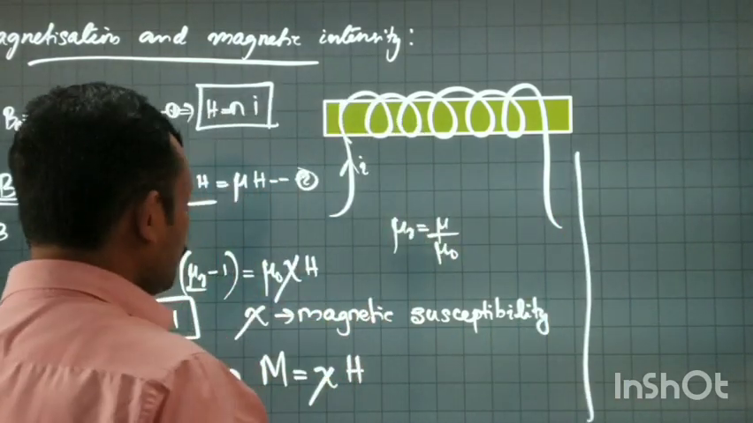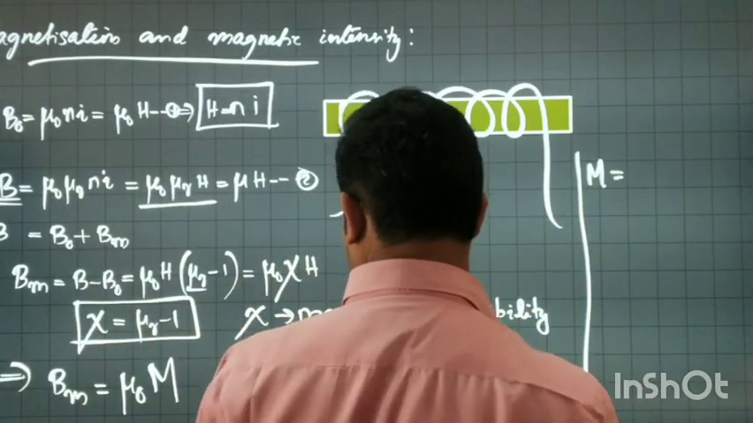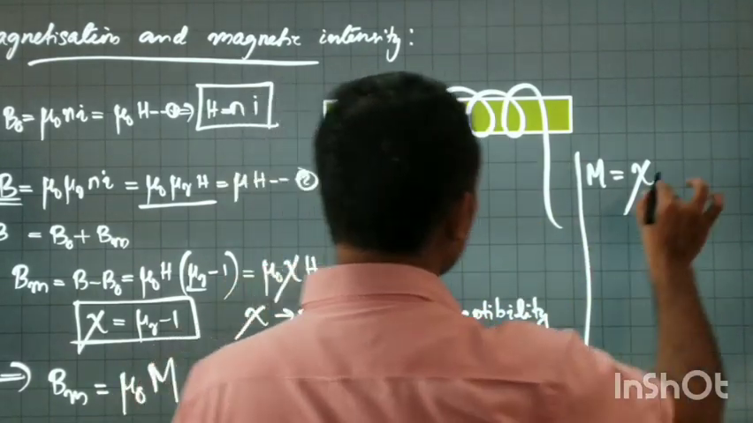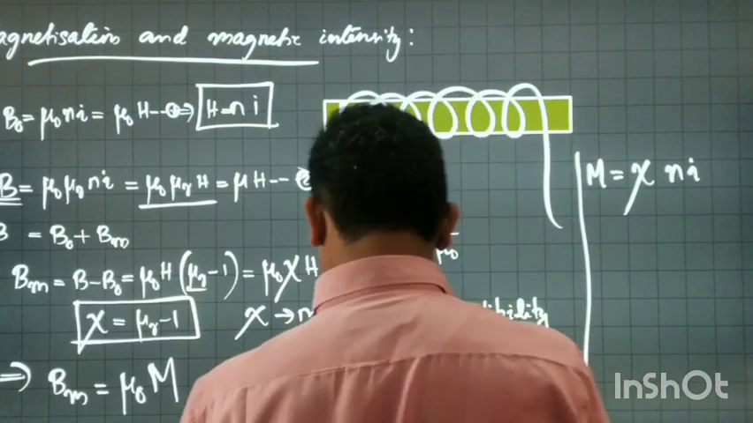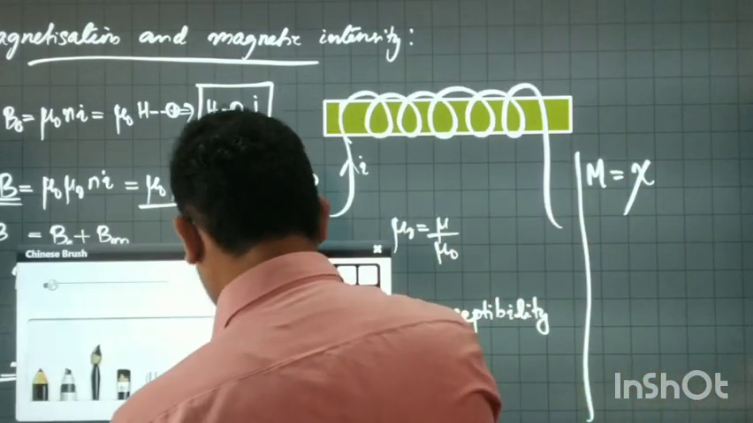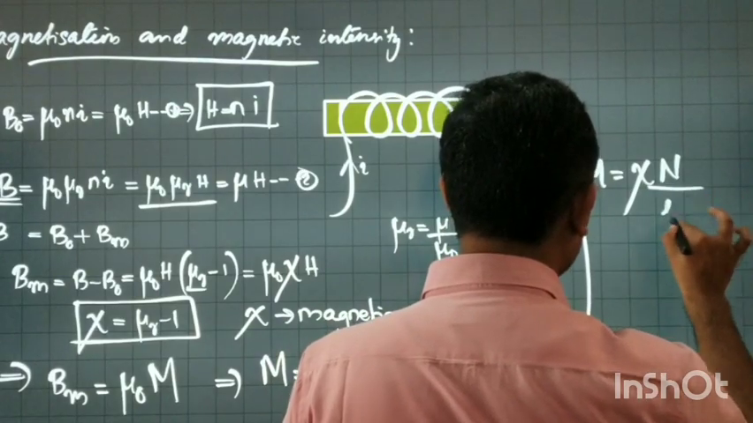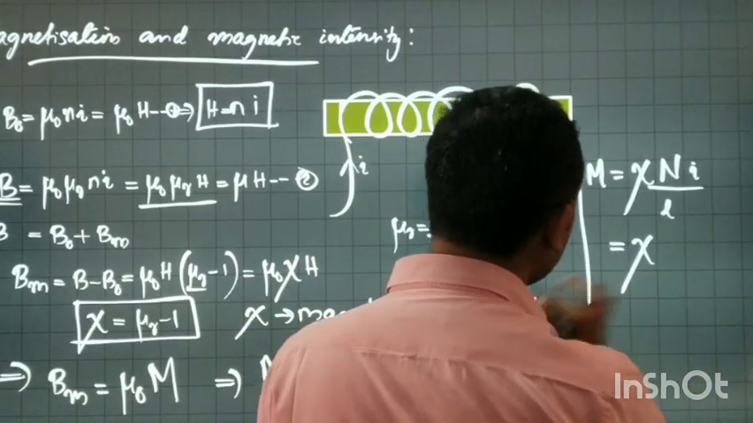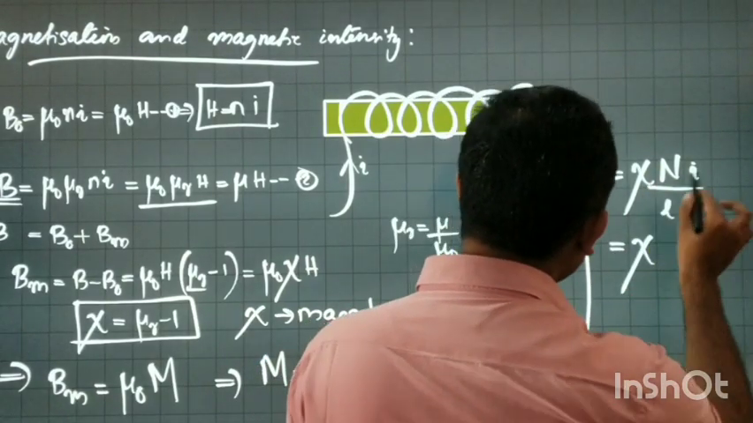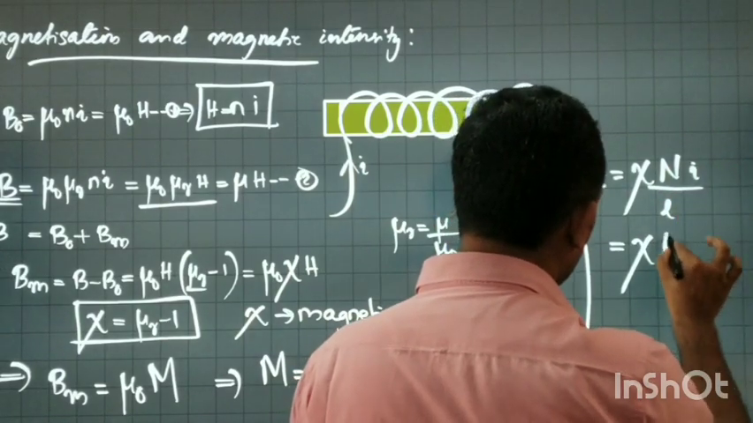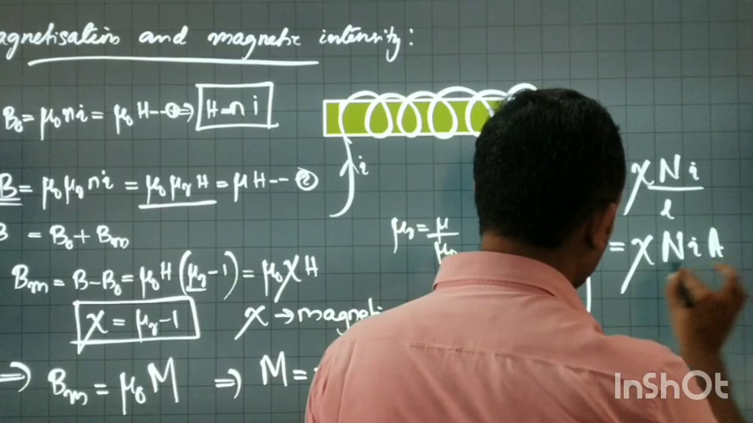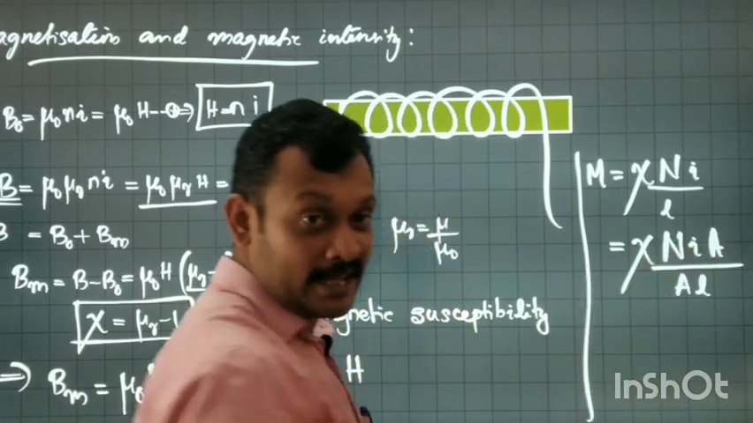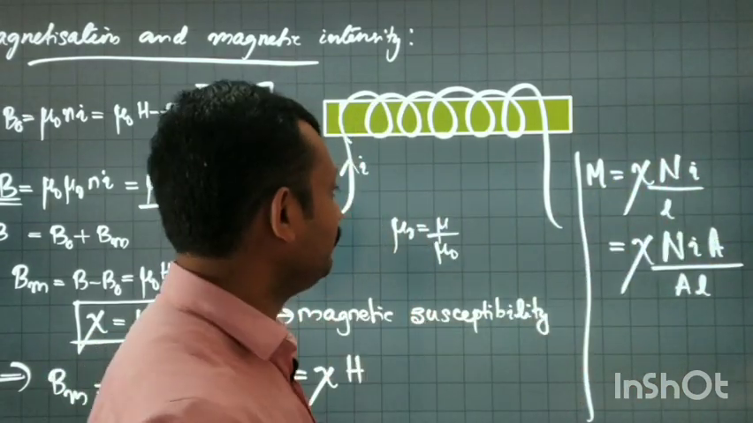Now what is chi? I am going to write again. So M is equal to chi into H, where chi is the susceptibility. H is equal to nI. What is n? Number of turns per unit length. Now I'm going to do one thing. This is chi into nIA divided by A into L. Because L was already there, I multiplied with A. Here A stands for area of cross section.